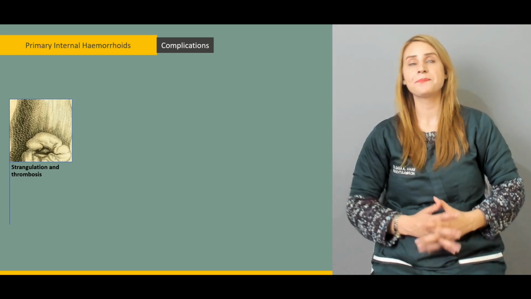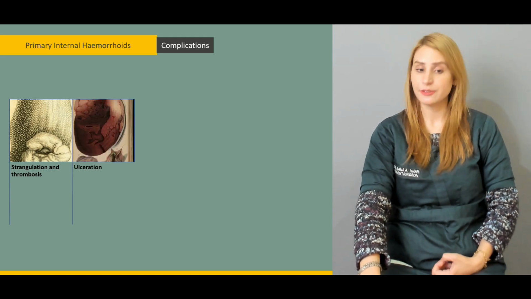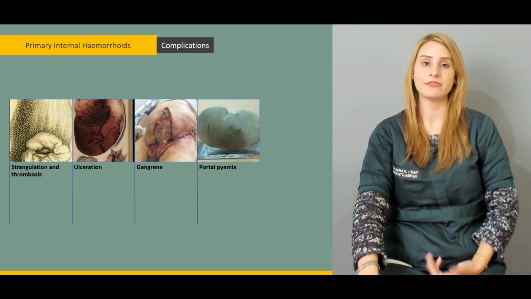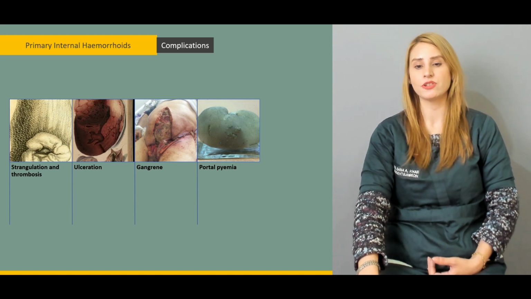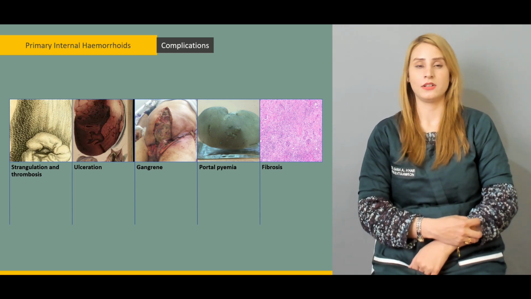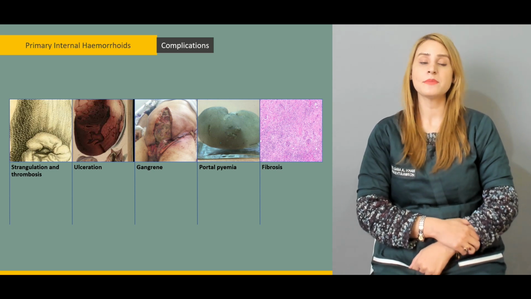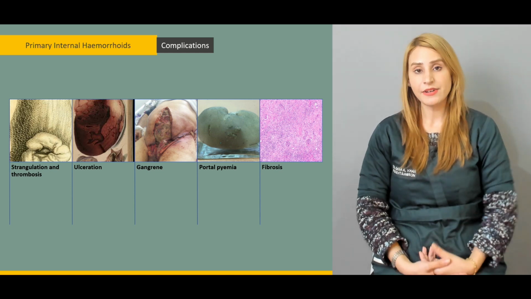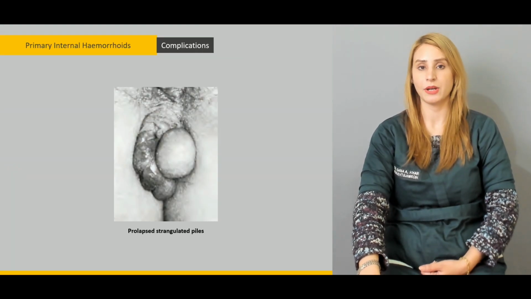Now there can be some complications to the internal hemorrhoid. There can be strangulation, there can be thrombosis, there can be ulcerations, there can be infections, or there can be gangrene, and the gangrene can be a wet gangrene or a dry gangrene. And there can be portal pyemia, and there can be extensive infection of the anal verge. There can be fibrosis. Okay, so always remember the complications of the hemorrhoid. There can be strangulation, thrombosis, ulceration, gangrene, portal pyemia, and fibrosis. These are the complications which are related to the primary internal hemorrhoids.